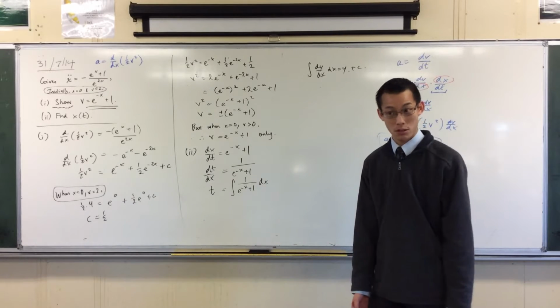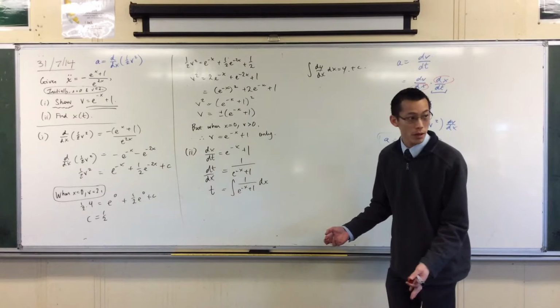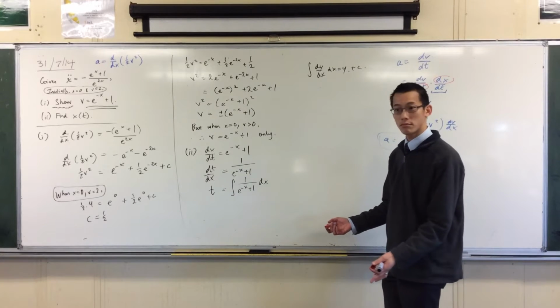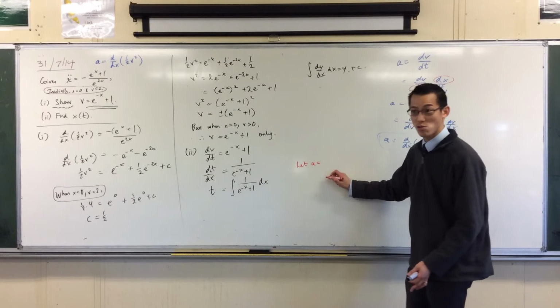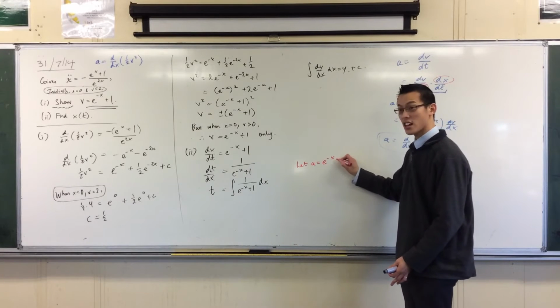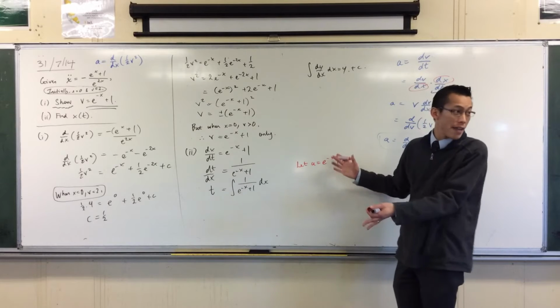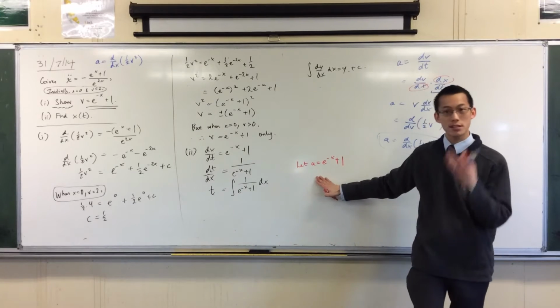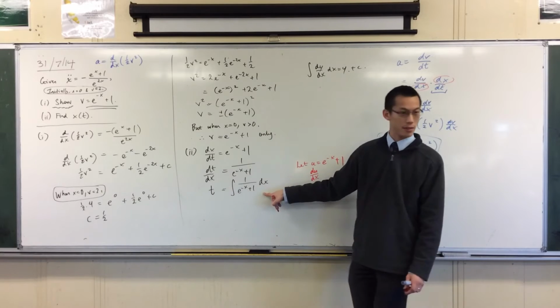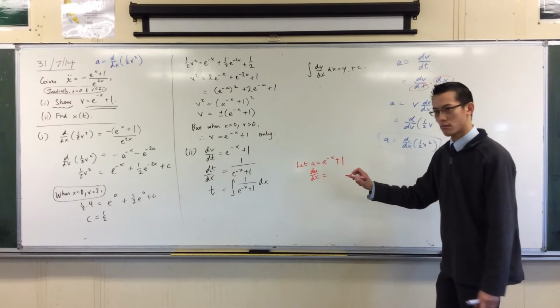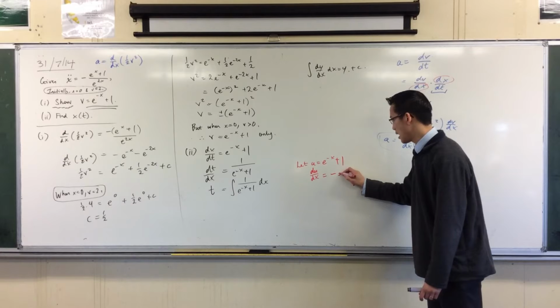I could choose a substitution, couldn't I? What would you choose, by the way? You could say let u equal e to the negative x plus 1. Let's just try that. Let's see what happens. Now, if I'm going to use this substitution, then I'm going to need to know what du is so I can get rid of the dx. What is it? It's negative e to the negative x.